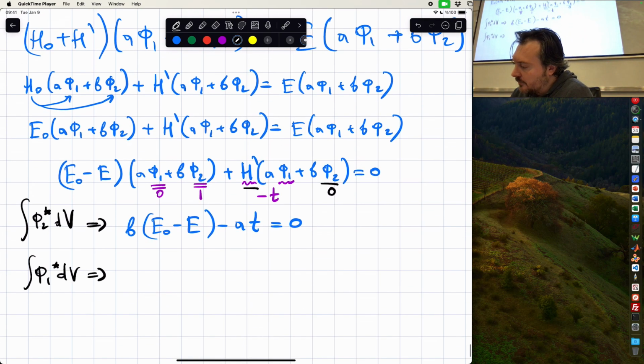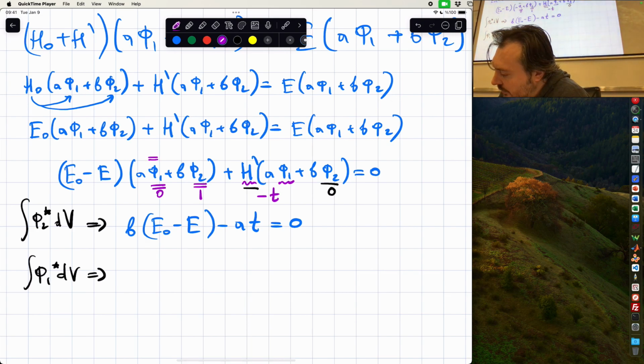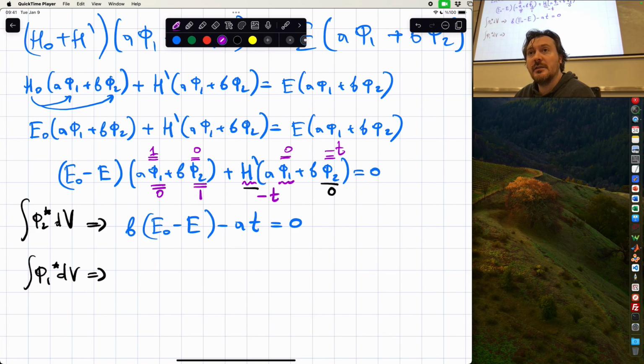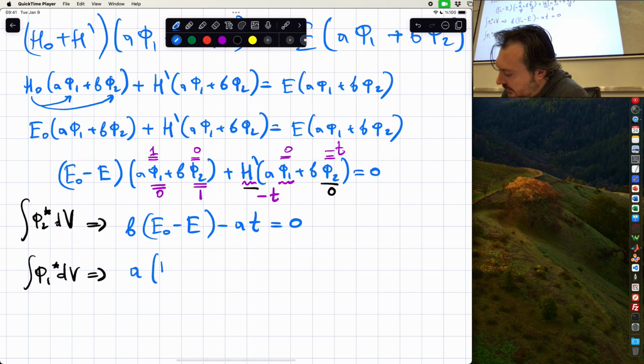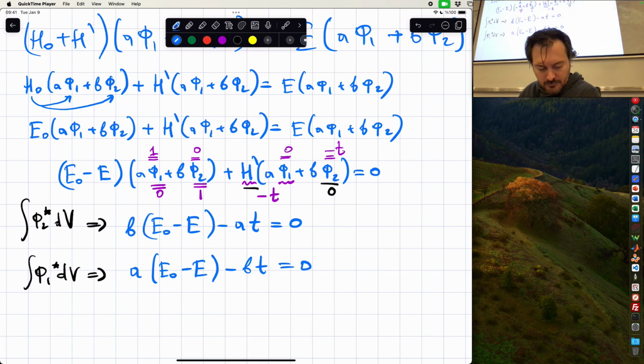So what happens with this one? When I write phi 1, what do you get from here? 1. From here? 0. Here? 0. Minus t. Everyone agrees? So I get another equation: A(E0 minus E) minus bt equals 0. Yes? Good? Amy?